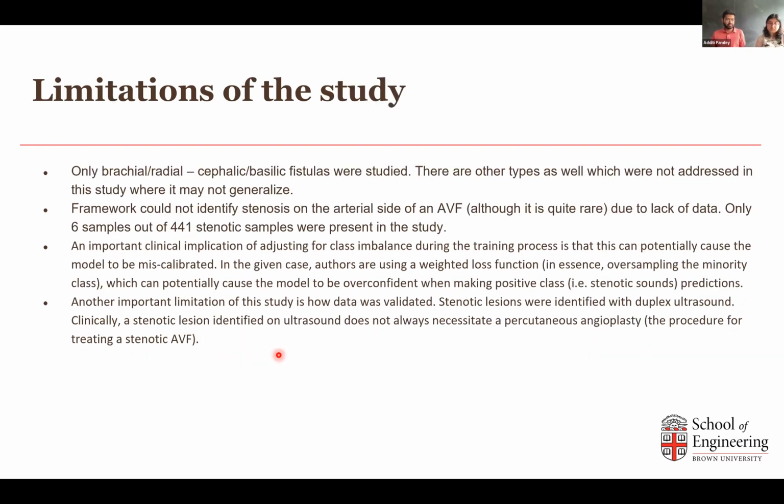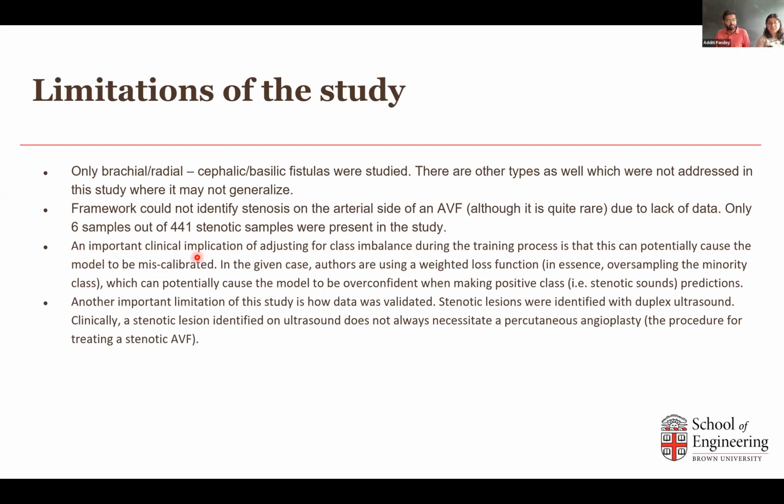Some limitations of this study. In the study, only the brachial, radial, and cephalic basilic fistulas were studied. There are other ways of constructing the AVF which were not addressed in this study, where the model may not generalize. One more thing is that the framework could not identify stenosis on the arterial side of the AVF because it's quite rare, and there were only 6 samples out of 441 stenotic samples in the study. So it's very hard for the model to predict on this side.